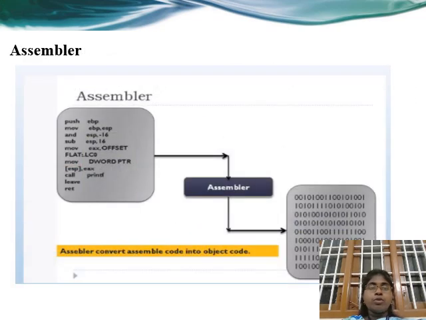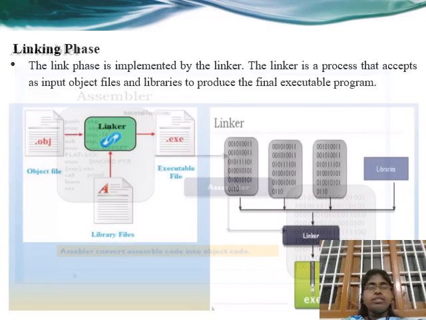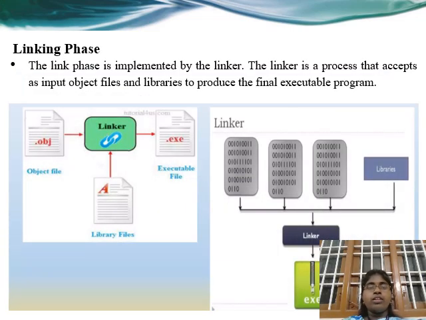The compilation process converts the code into assembler code. The assembler uses instructions like push, pop, move, and sub. This is the assembler output of the C program. The assembler converts the assembly code into object code like 0, 1, 1, 0, which is the binary code of the program.